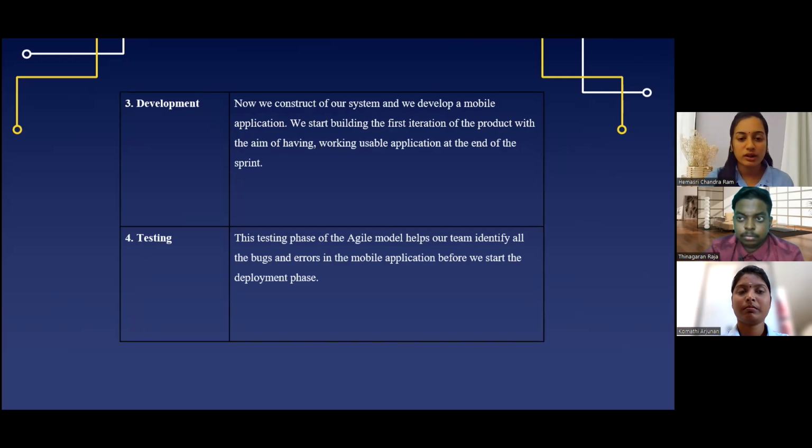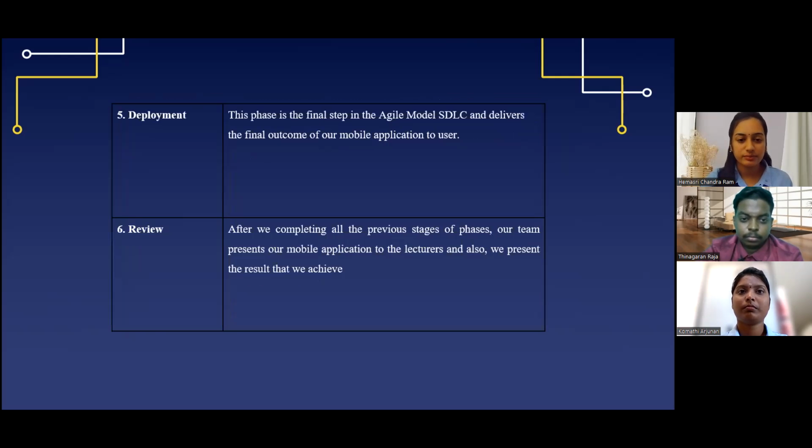The following one will be testing. In agile development, testing needs to happen early and often. In this phase, where we focus on investigation and discovery, the testing phase of the agile model helps our team identify all the bugs and errors in the mobile application before we start the deployment phase. Next slide.